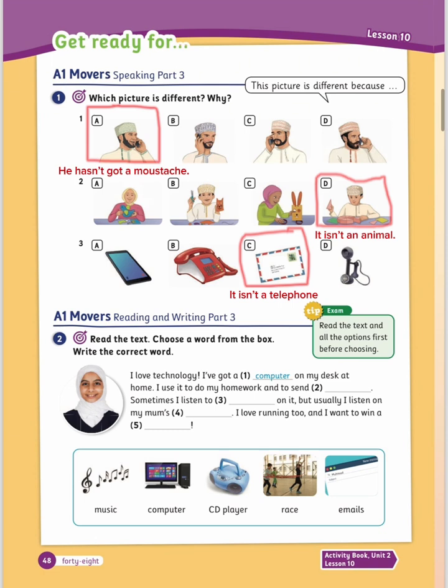A1 Movers Reading and Writing Part 3. Let's read the exam tip. Read the text and all the options first before choosing. Exercise number 2. Read the text, choose a word from the box, write the correct word. Read the paragraph, look at all the words and put the correct answer at the correct place. Let's read the words. Music, computer, CD player, race, emails. Now, let's read the paragraph with the answers.